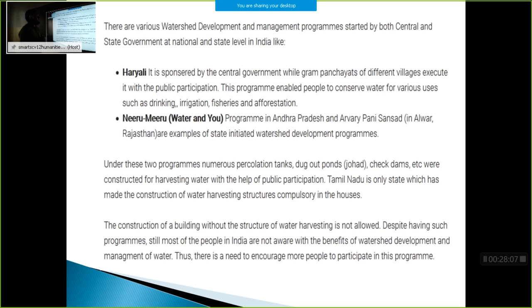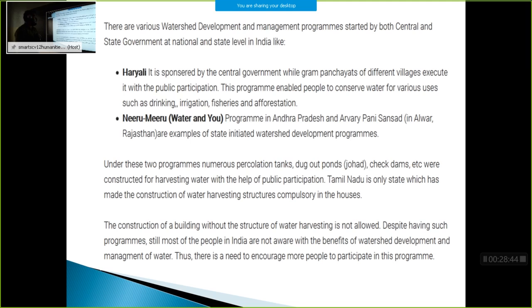There are various watershed development management programs started by both central and state governments at national and state levels in India. One is Haryali. It is sponsored by the central government, while gram panchayats of different villages execute it with public participation. This program enabled people to conserve water for various uses such as drinking, irrigation, fisheries and afforestation.